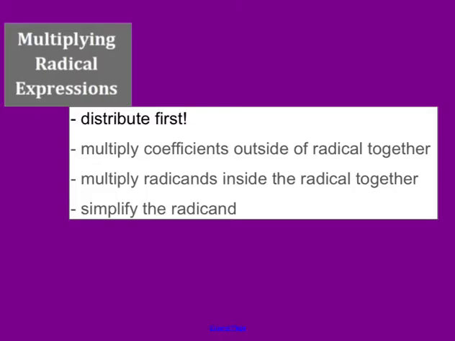Now let's take a look at what we know about multiplying radicals. The first thing we want to do is distribute. That means we multiply that radical into the parenthesis that follows. Then we multiply the coefficients outside the radical together, and multiply the parts underneath the radical together. Then you simplify the part underneath the radical. Let's take a look at what that would look like.